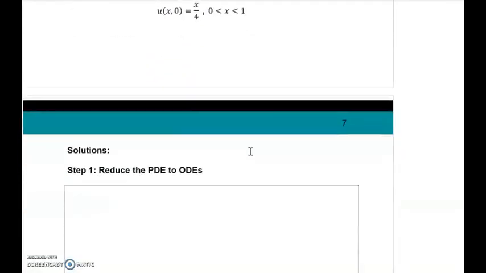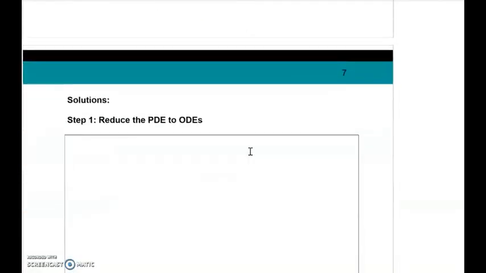In general, we have around 5 steps to get the solution to the PDE. The first step is what we have done earlier, which is to reduce the PDE to two ODEs. Let's try to do it one more time. First of all, the assumption of the final solution: we are going to let the solution be in the form of X times T.